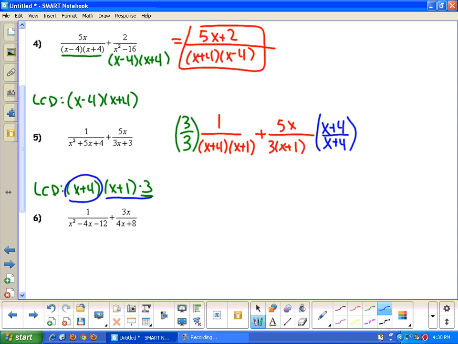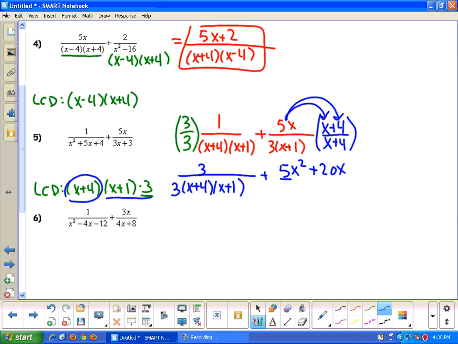When I do that, I'm going to multiply my numerator and denominator by the number that makes my least common denominator. So 3 times 1 would give me 3 over 3 times x plus 4 times x plus 1. And then this would be 5x times x, which gives me 5x squared. And then 5x times 4 would be plus 20x over 3 times x plus 1 times x plus 4. Now you notice that you have the same denominator, so we combine our numerators all over our common denominator. So my common denominator is 3 times x plus 1 times x plus 4.